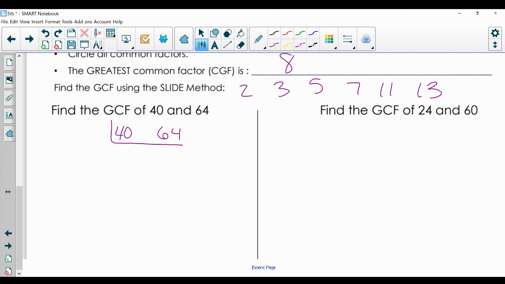We're going to look at the numbers at the same time and think to ourselves, what number do both of these numbers have in common? What factors do both numbers have in common? What can they both be divided by? 2. Okay, so whatever we want to use, we can put it right here.